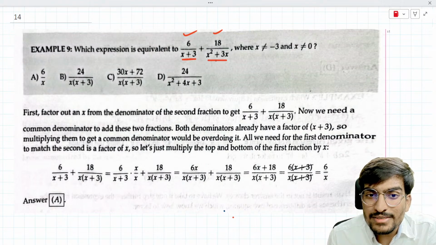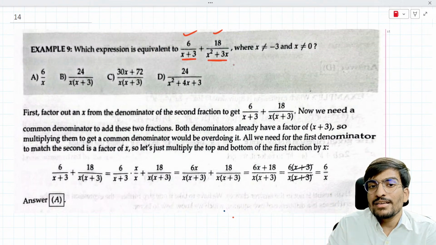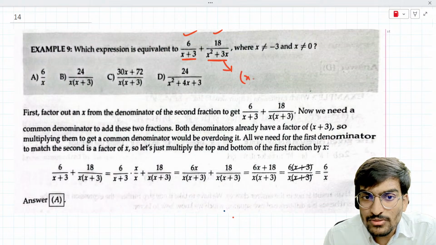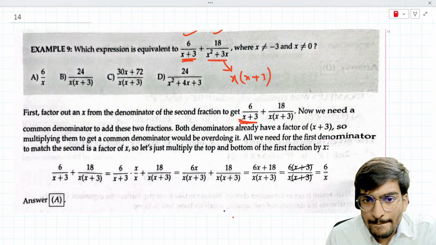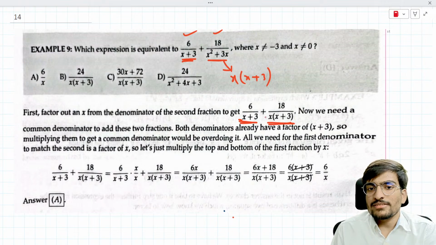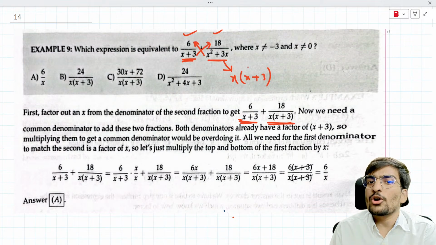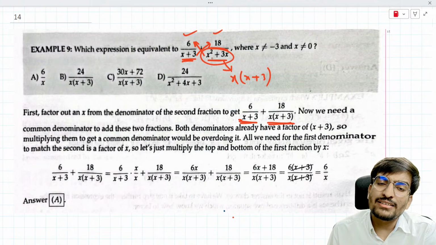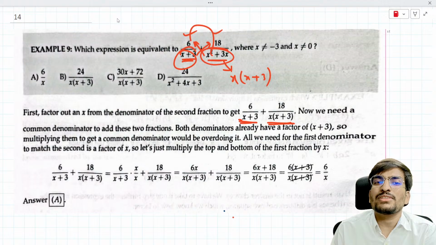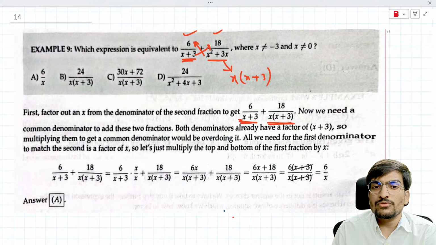You see x plus 3, x square plus 3x. You can turn this second fraction into x plus 3 and x common. Now x plus 3, x into x plus 3. So here you don't do cross multiply for everything, or the second denominator multiplied with the first fraction, or the first denominator multiplied with the second fraction. Don't do that for everything. These kinds of situations will come.